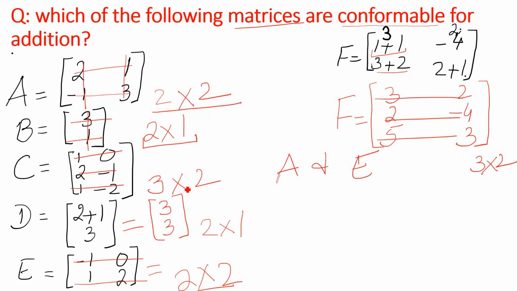This is 2 by 1 and this is 2 by 1. So B and D are conformable for addition, and this is 3 by 2 and F is also 3 by 2. So C and F are conformable for addition. So easy. For conformable, the order should be the same, or the dimensions should be the same. If the order is the same, yes, you can add the matrices. If the order is not the same, you cannot add the matrices.